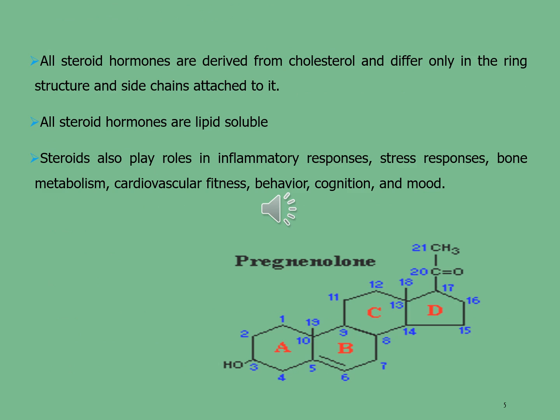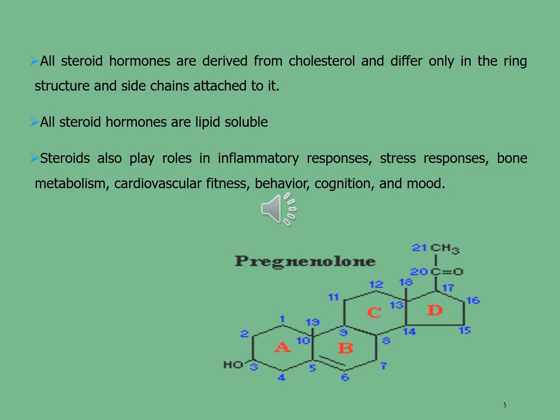All steroid hormones share a typical but not identical ring structure. All steroid hormones are derived from cholesterol and differ only in the ring structures and side chains attached to it. Generally, the steroid hormones are soluble in organic solvents and they are found as lipids in nature.